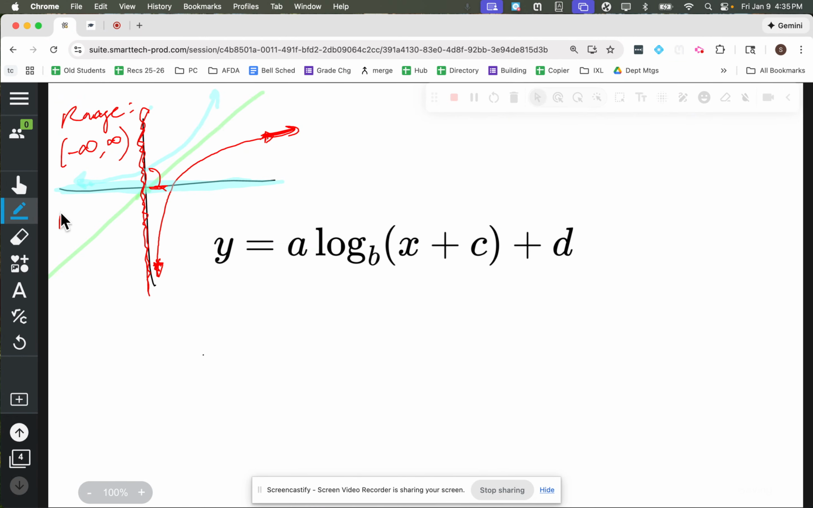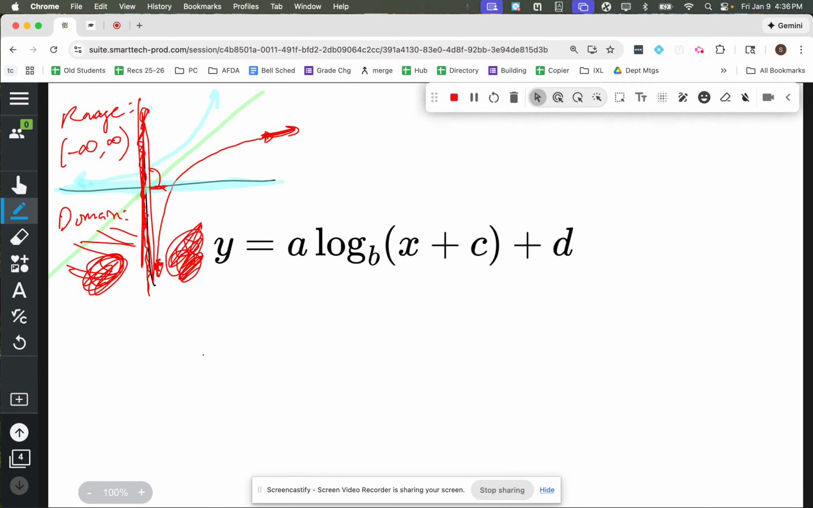Okay, but the domain is not negative infinity to infinity. In fact, the logarithmic function is either on one side of the asymptote or the other. It happens to be on this side of your vertical asymptote. So it's going to show up in one place, and it just will not exist on the other side of that asymptote. Okay, so let's pick apart the parts of the function.